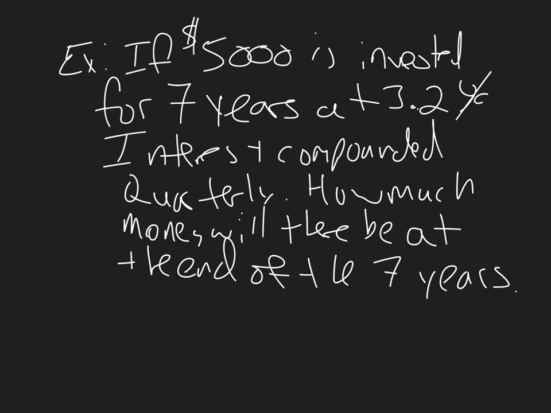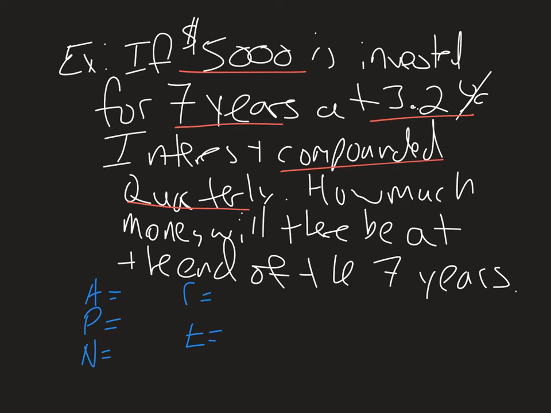So let's look at an example where we are talking about money. We have a bunch of information given to us. If we invest $5,000 for 7 years at 3.2% interest compounded quarterly, we want to know how much money there will be at the end. And I find the best way to do these is just literally list out your variables. So we got A, we got P, we have N, R, and T. And the idea is we're making our list, we're figuring out what we want to know, and we're figuring out what we have.